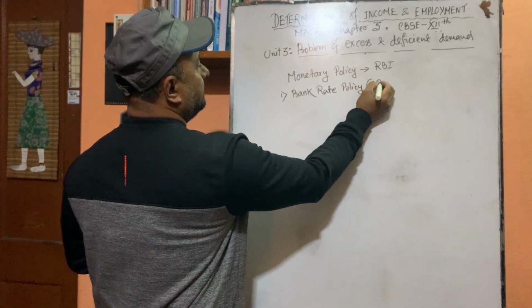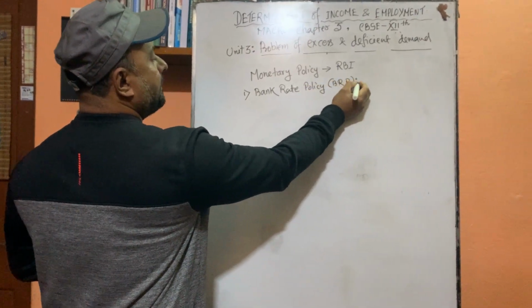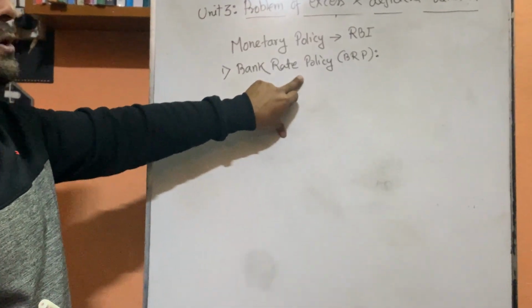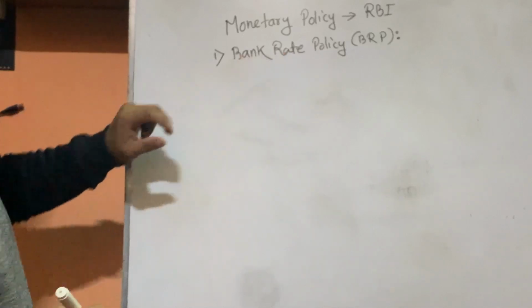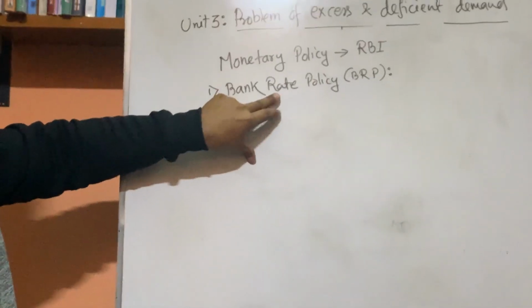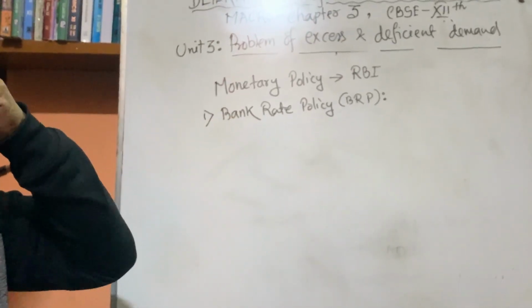Bank rate. Bank rate means the lending rate of the central bank to the commercial banks. The rate at which the central bank lends to the commercial banks, this is the bank rate. That is the interest rate of the commercial bank.